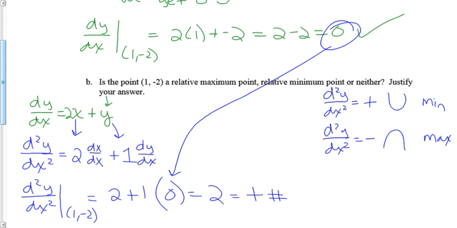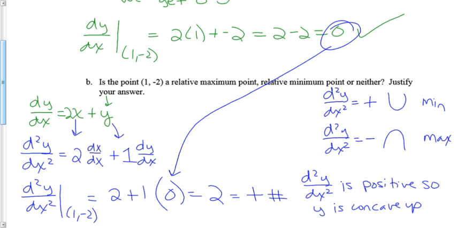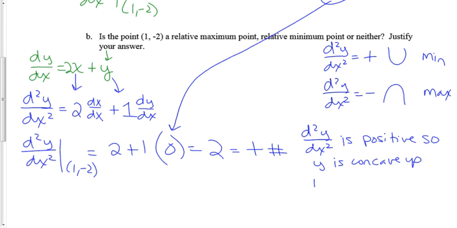The function is concave up. So my second derivative is positive, so y is concave up. And that means that there is a min at that point, (1, negative 2).